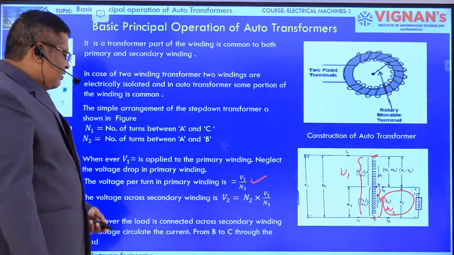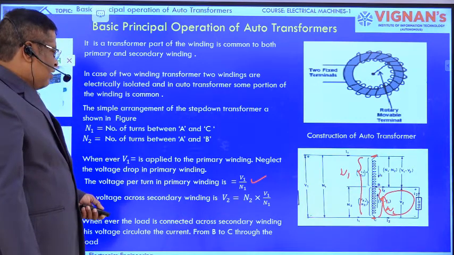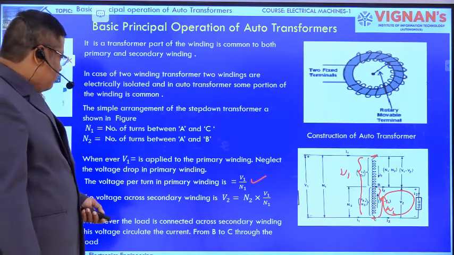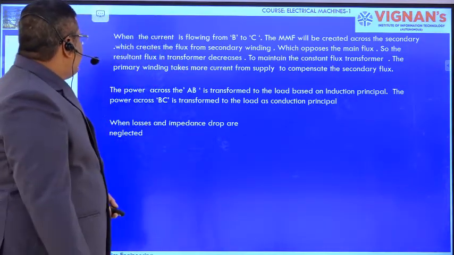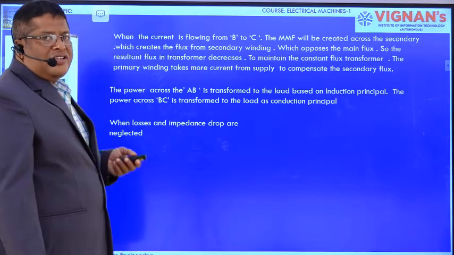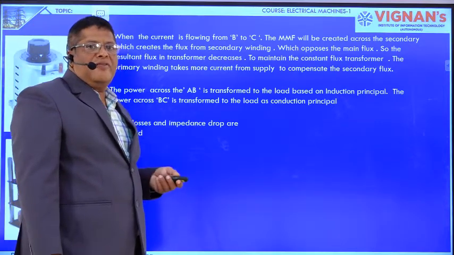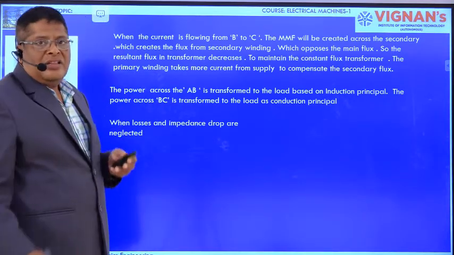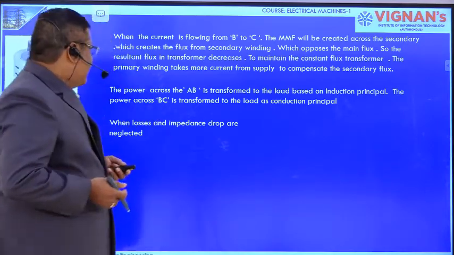So whenever the load is connected across the secondary winding, the voltage circulates the current from B to C through the load. When the current is flowing from B to C, the MMF will be created across the secondary winding, which creates a flux from the secondary winding, which opposes the main flux. So the resultant flux in the core will decrease. To maintain the constant flux in a transformer, the primary will be taking extra current to neutralize the secondary MMF. In that manner, the auto transformer will be transferring power from the primary winding to the secondary winding.